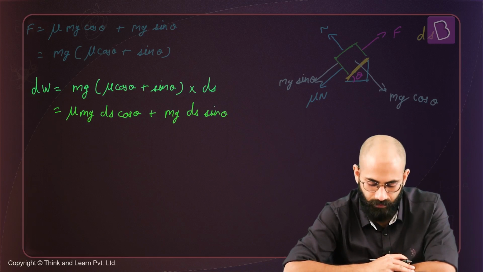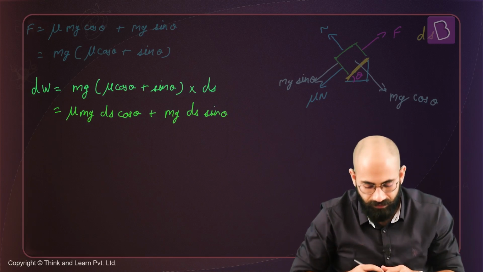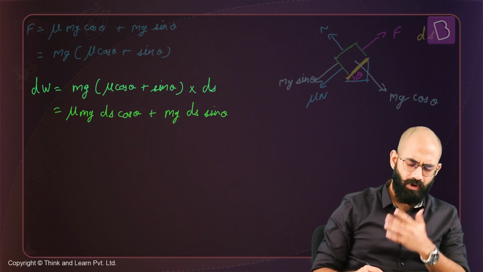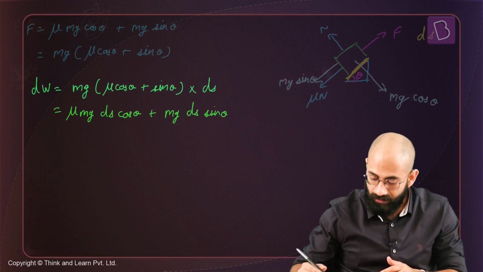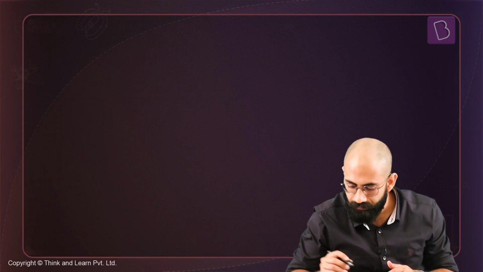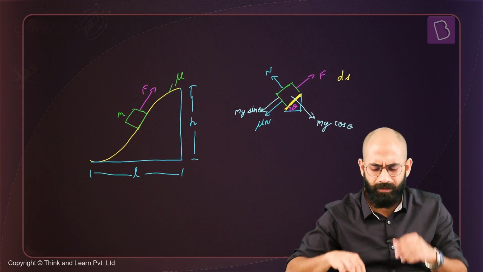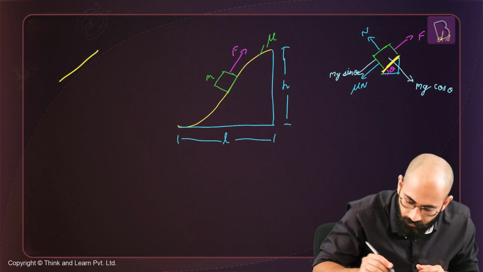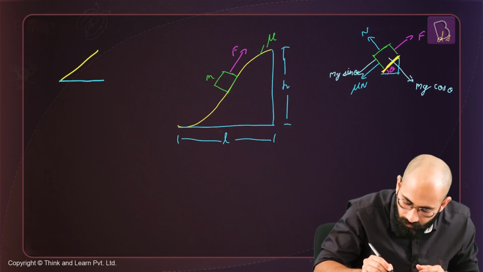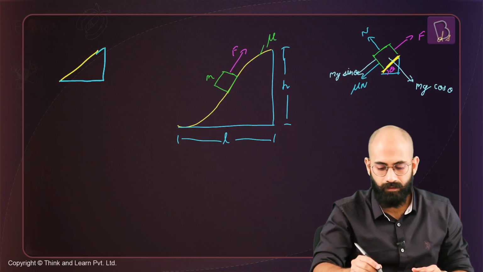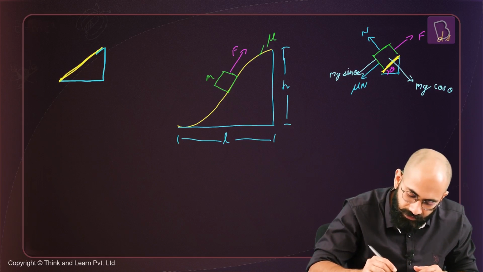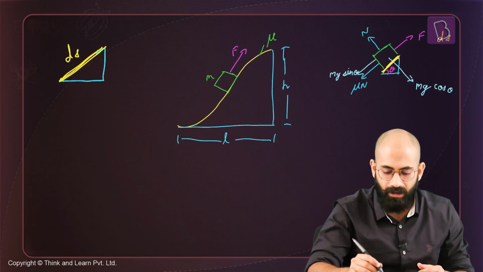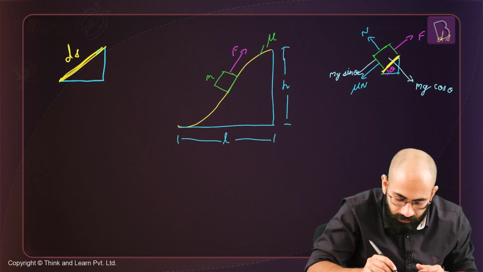sin theta. So now we have mu mg ds cos theta plus mg ds sin theta. Now how do we simplify this further? Well, if you look at the previous diagram, that is this diagram. So let me draw this small triangle over here. So this distance is basically ds, right? And we know that this angle is theta.